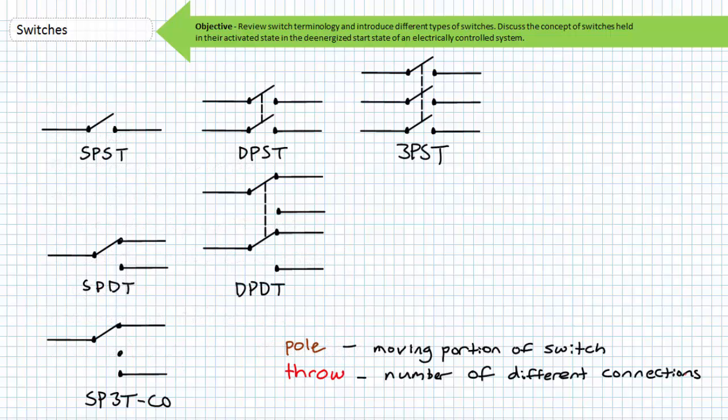Recall that a pole is the moving portion of a switch. A throw is the number of different connections the pole can make. Here is the schematic symbol for an individual single pole, single throw, SPST, toggle switch. It has a single moving portion, hence the term single pole. The single pole has a single connection it can make, hence the term single throw.